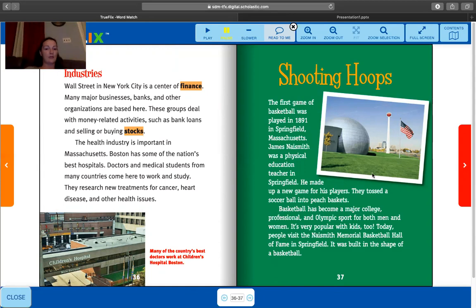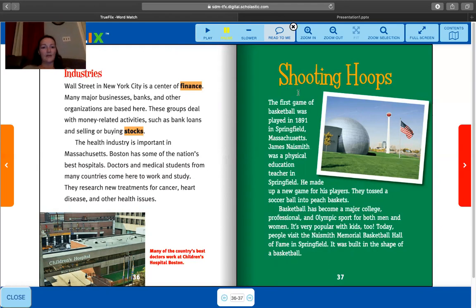The health industry is important in Massachusetts. Boston has some of the nation's best hospitals. Doctors and medical students from many countries come here to work and study. They research new treatments for cancer, heart disease, and other health issues.